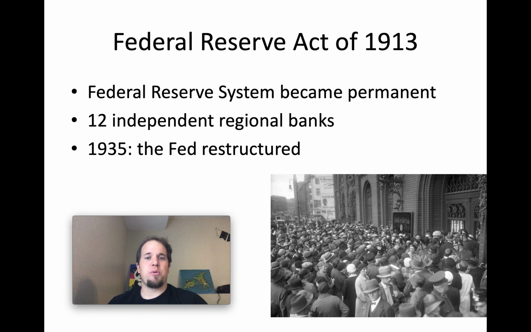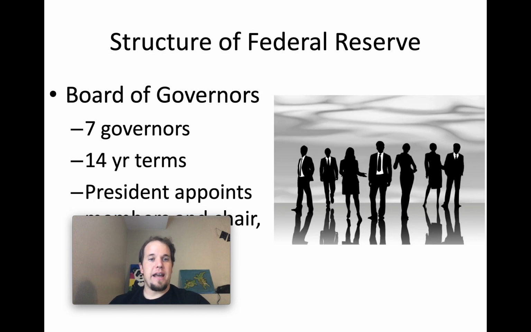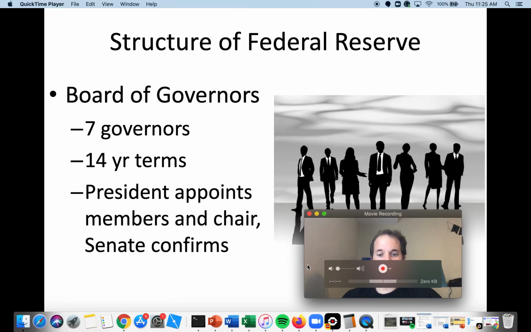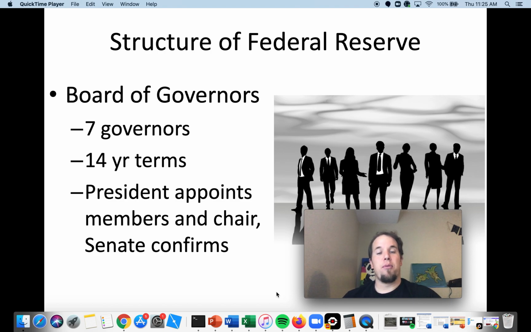We have the introduction of 12 independent regional banks, giving them power to really rule their region of the United States. And then in 1935, we have the Federal Reserve restructured. This was a result of, after the Roaring '20s, the Great Depression, the Federal Reserve now was given more power, and also the executive branch was given more power in 1935. So things were going pretty smoothly. 12 banks were doing their regions, and it wasn't until the Great Depression where things began to fall apart. Now, the structure of the Federal Reserve, and this is the same as it is today, what you find is you have a board of governors.